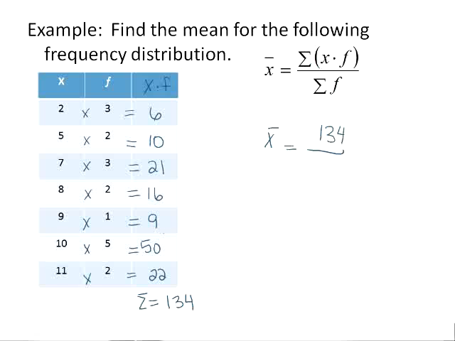Now in the denominator, we need to know how many data points there are. So that's actually the sum of the frequency column. So let's find the sum of the second column, which will give us 18. So there are 18 data points. So the 18 will be placed in the denominator. So X bar is 134 divided by 18, and let's round that off to 1 decimal place to give me 7.4.